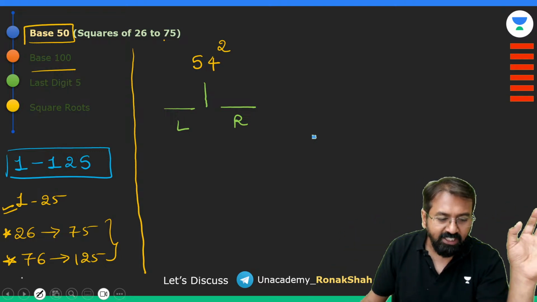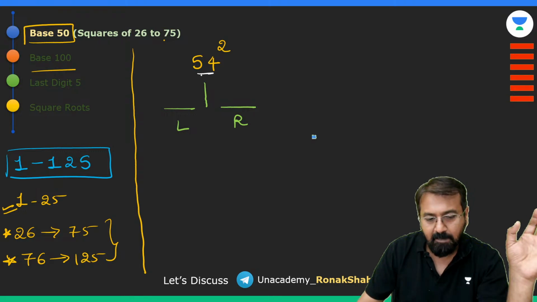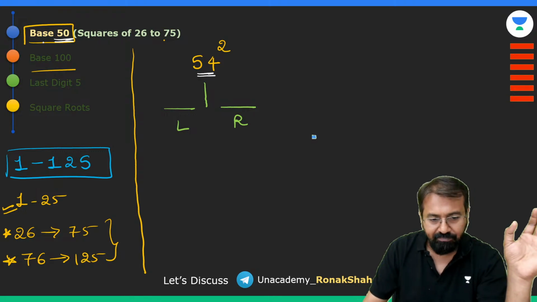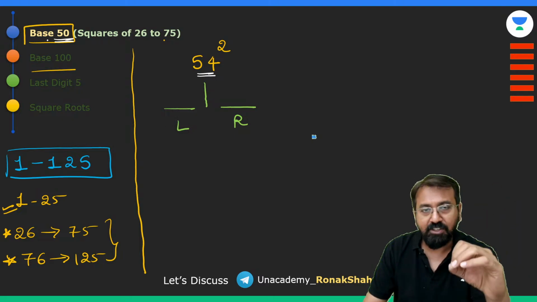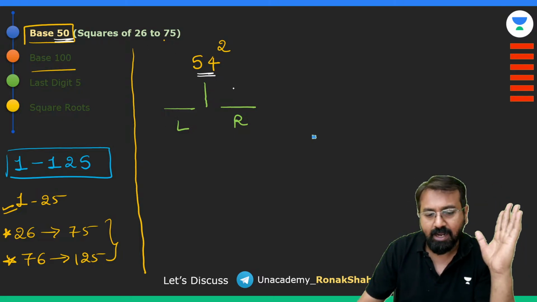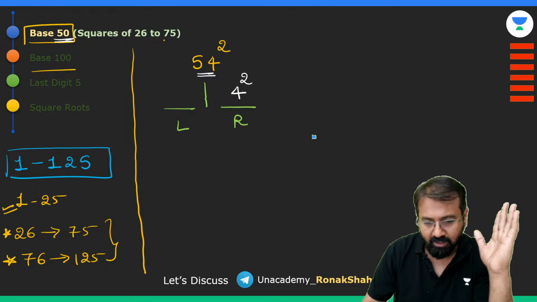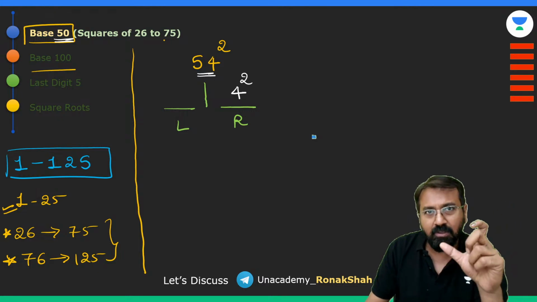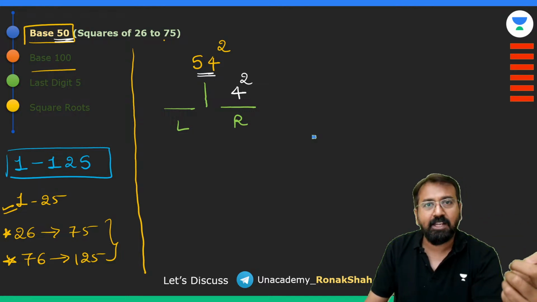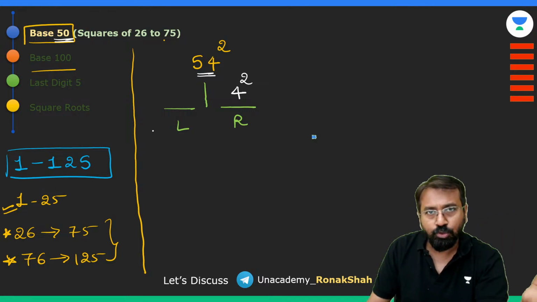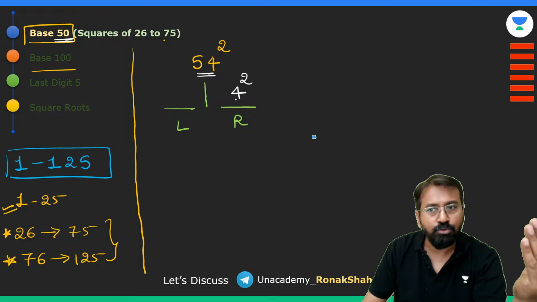Now, how will we get the right part of the answer? Compare this number with the base. So 54 is 4 more than 50. In the right part, you will write down 4 square. Whatever is the extra part as compared to the base, you will write down the square of that part. So 54 is 4 more than 50, so in the right part, I have written 4 square.